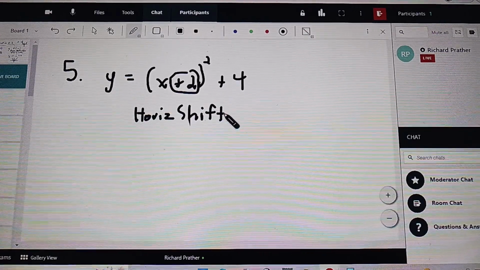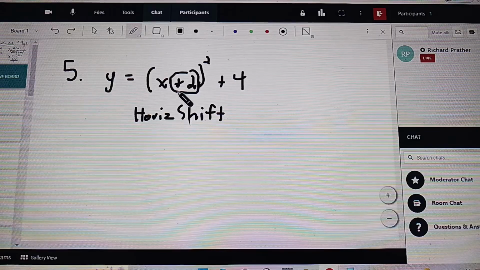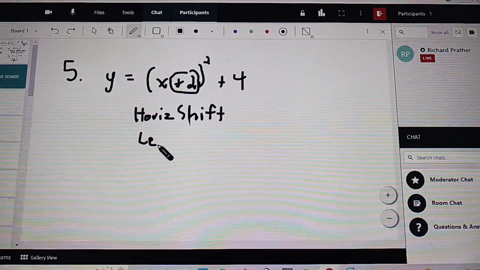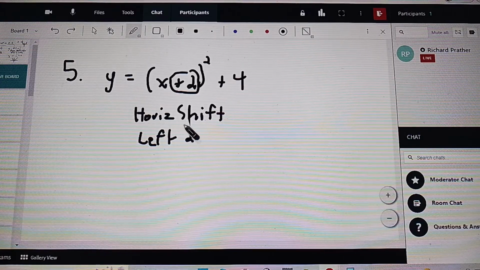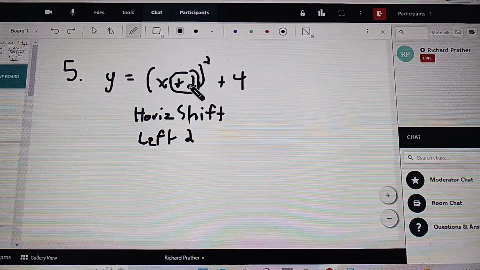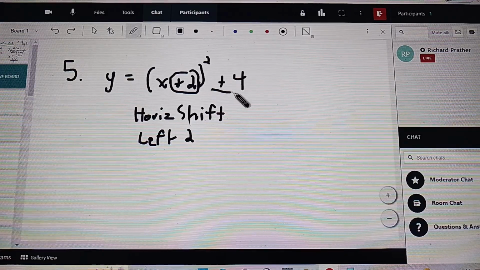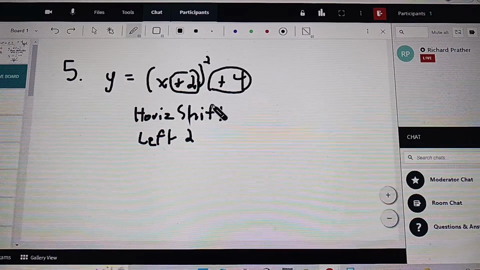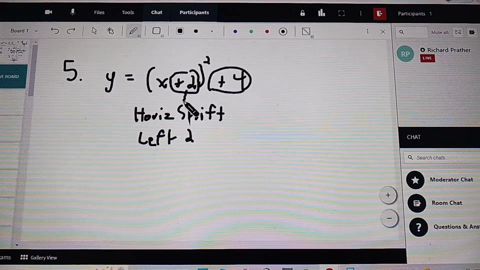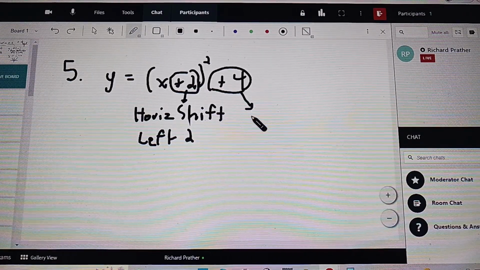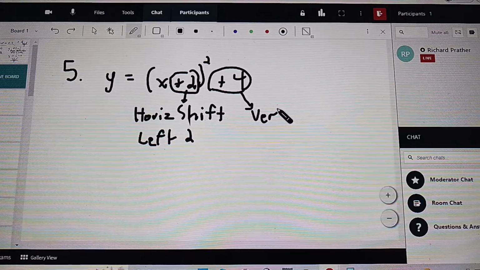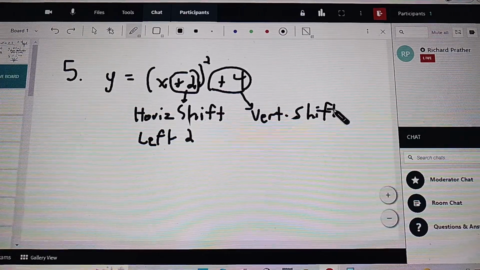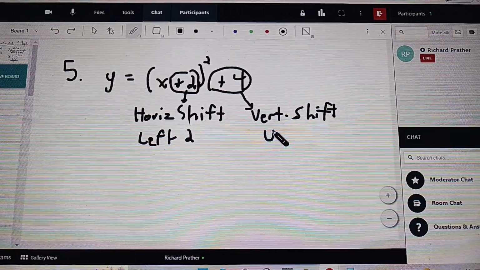But horizontals, you do them the opposite of the way they look. Normally plus 2 horizontally is to the right 2. This makes it go to the left 2. If it was x minus 2, then it would go right 2. This plus 4 is not in the parentheses, so it's not with x. Therefore, it affects y. So this one is a vertical shift. And those, you do them like they look, so that would go up 4.